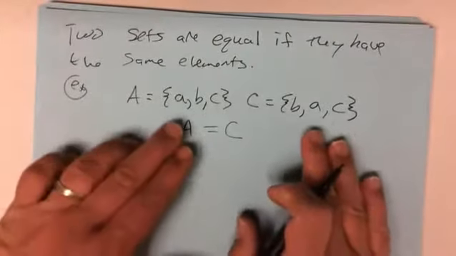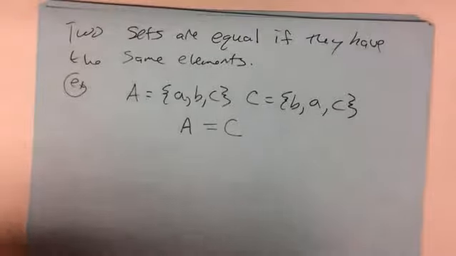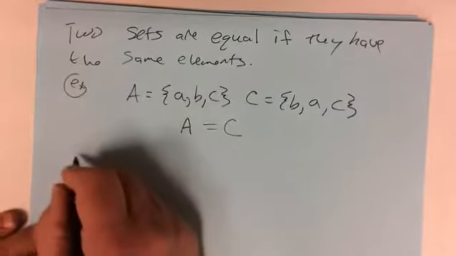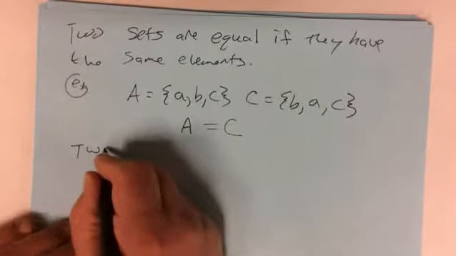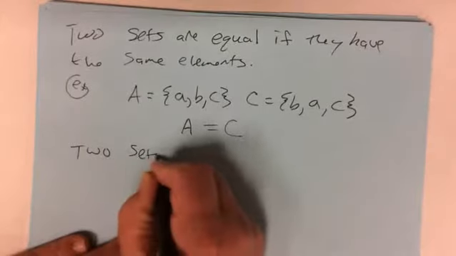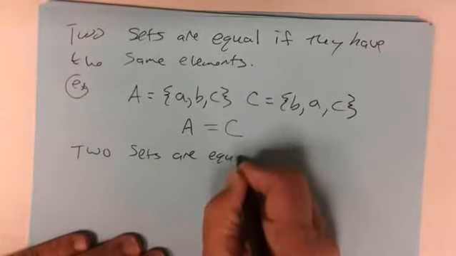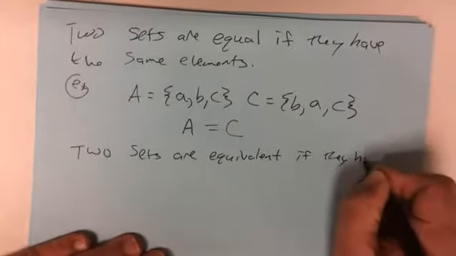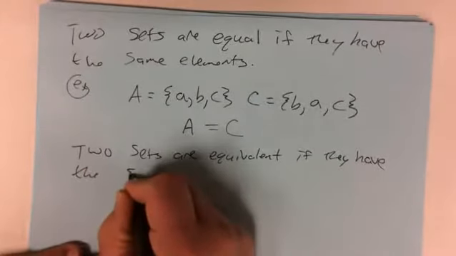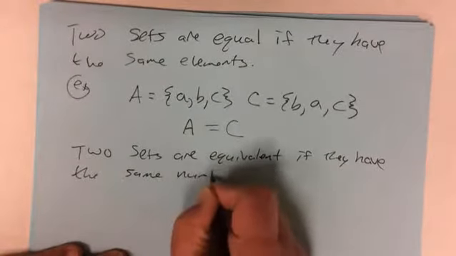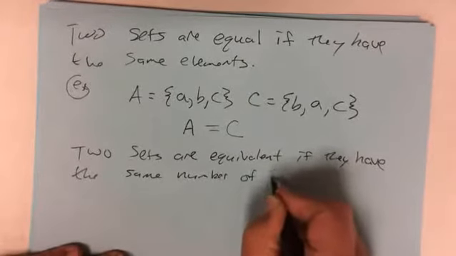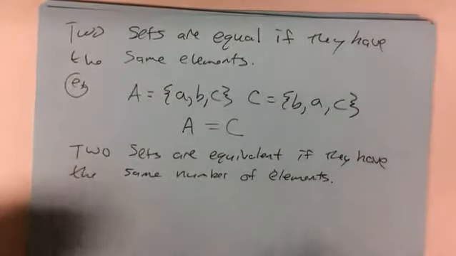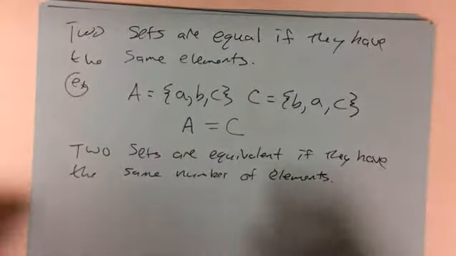Okay, so remember the order doesn't matter. It doesn't matter how you list them. They're the same sets. Okay. Now the other term here is equivalent. We say two sets are equivalent if they have the same number of elements. Okay, not necessarily the same elements, but they have the same number of elements.